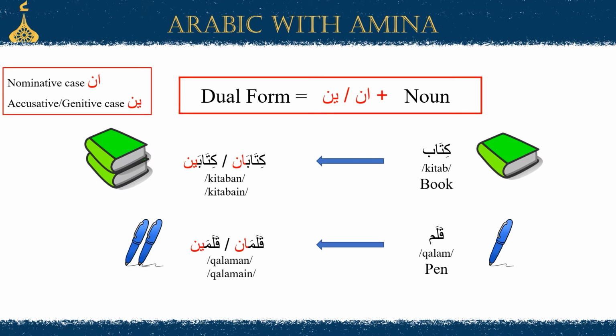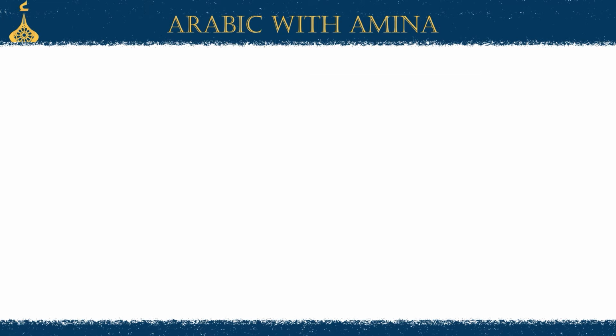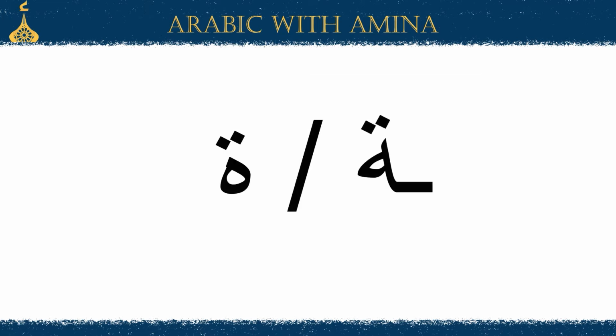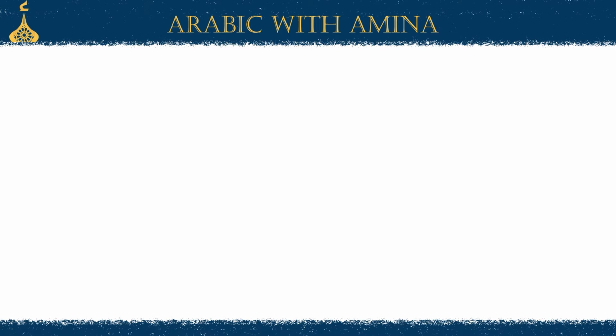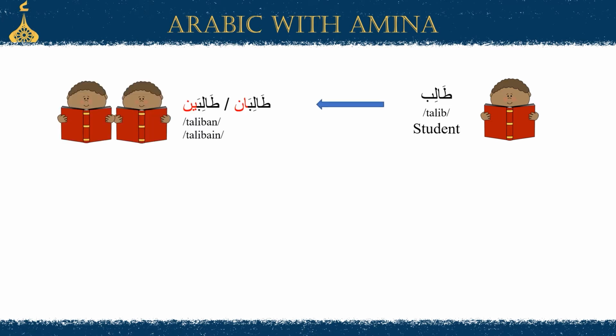Transforming nouns from the singular to the dual form is really simple. There is one note I'd like to mention, and that is if the end of the word ends with the letter ta marbuta, there's something a little bit different. Let's demonstrate how with this example. We have a male student, which is talib, and we want to say that there are two male students. So we're going to add the alif noon at the end or the ya noon and make it taliban or talibain.